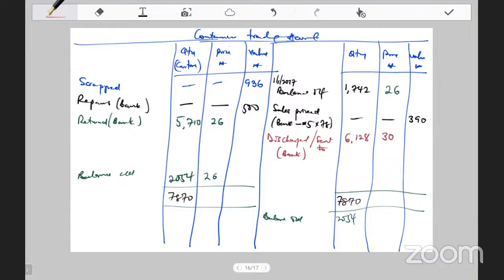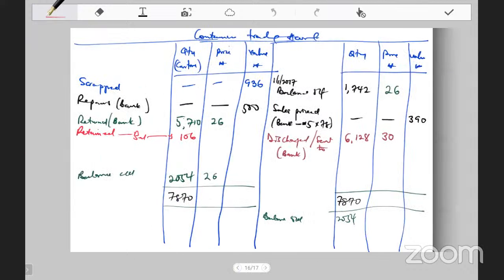Class, is the value balanced? No, it will never. That simply means that the customer has retained some of them. So can you give me that balancing figure? I'm sure you can understand it very well now. 7,870 minus 5,710 minus 2,054 is 106. Class, confirm, because it's not good to have a mistake in this figure. 106, correct.